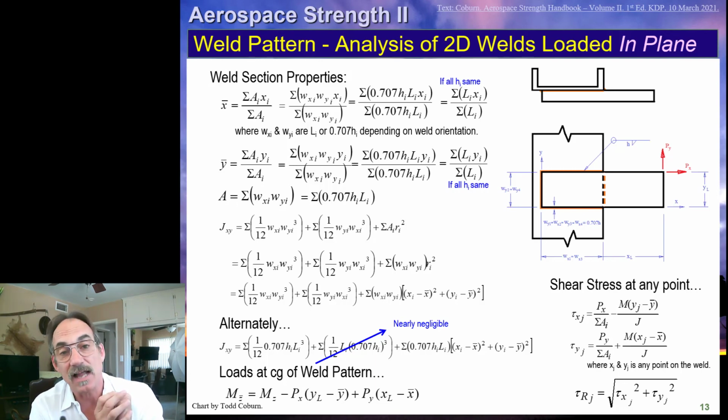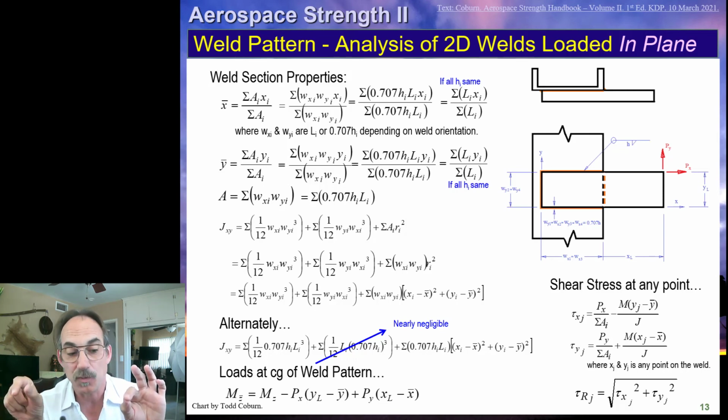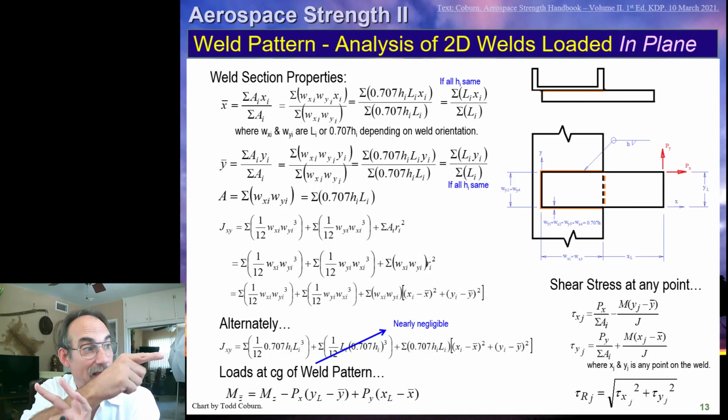Now, once again, this is a lot of formulas. Remember, what we're going to do is construct our table. Plug in numbers 1, 2, 3, 4. Plug in the H and the L of each and every weld. Plug in the X position of the centroid of the weld and the Y position of the centroid of each weld. Then we calculate the area of each weld, 0.707 HL. Sum those up, that's the total area. We don't have to apply that equation because we're following our tabular approach.